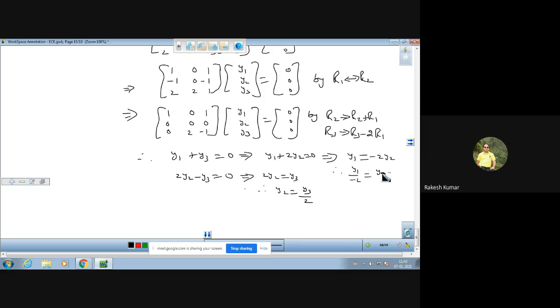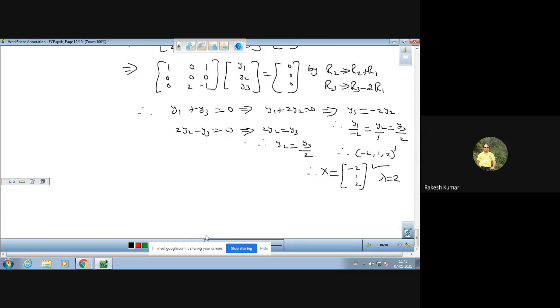And this is y2. And what is y2? y2 is y3 over 2. So it will be y3 over 2, so over 1 can be written. So this is the eigenvector we have, -2, 1, 2, corresponding to lambda is equal to 2. This vector can also be written as a column vector like this: -2, 1, 2 is the eigenvector corresponding to lambda is equal to 2.